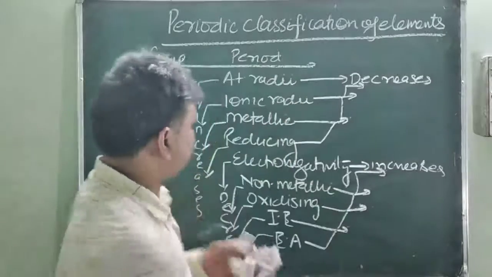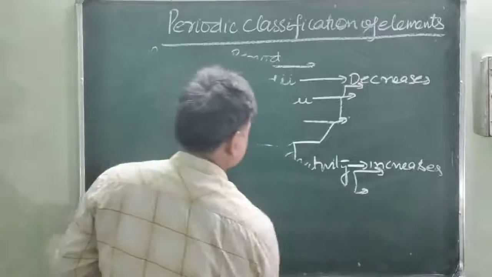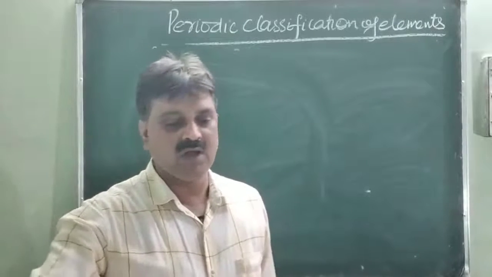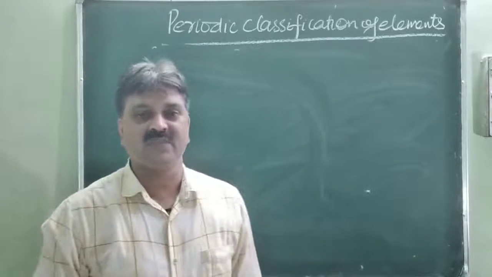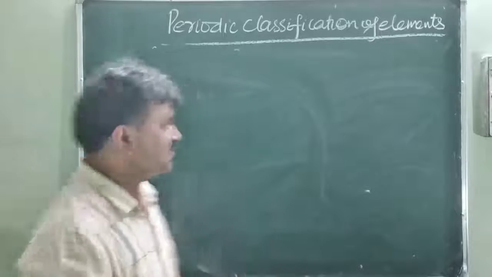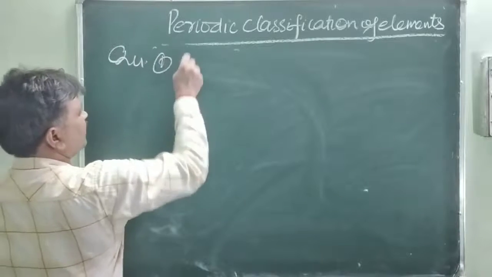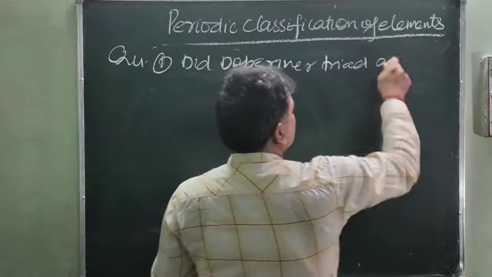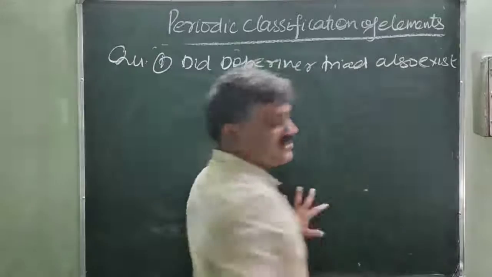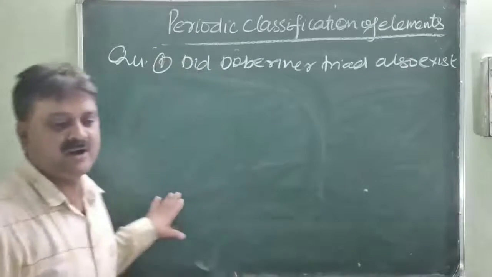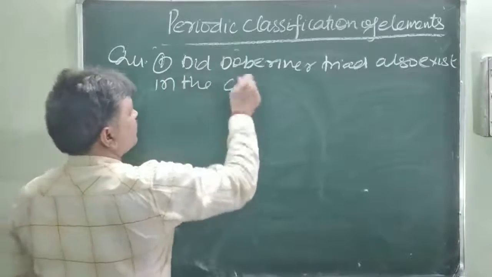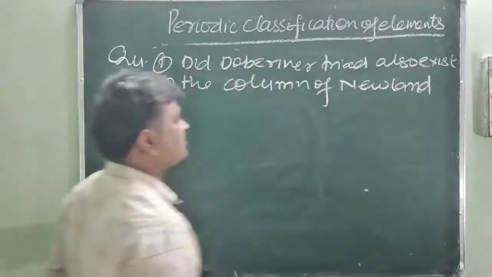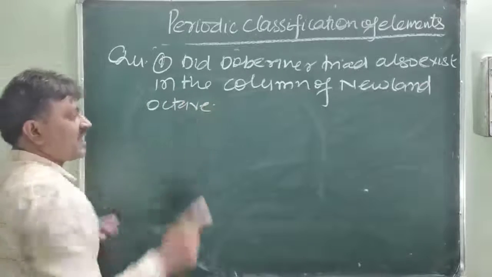The first question is: did the Dobereiner triad rule also exist in the columns of Newland's octave? Let us compare them. First, the Dobereiner triad rule.